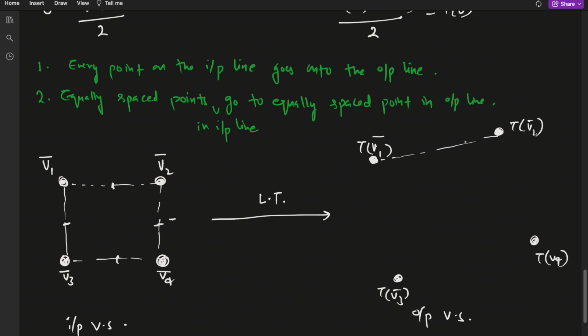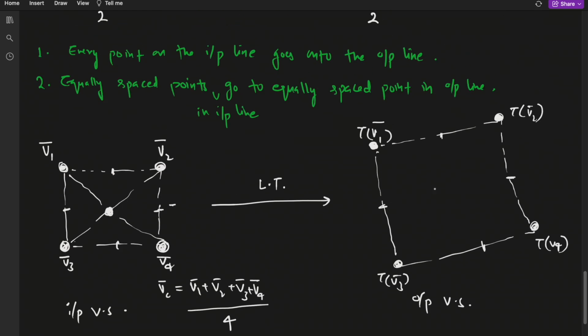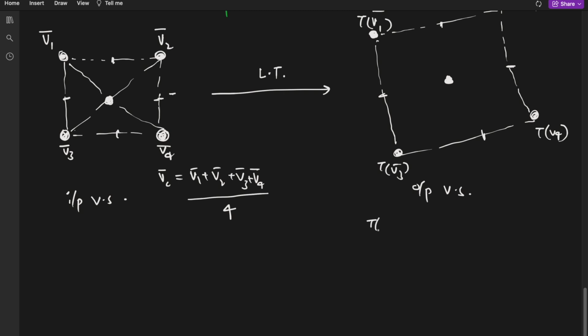The midpoint of each side also maps. So let us suppose here we take the centroid of this figure, and the centroid is VC. In this case the centroid VC is nothing but V1 plus V2 plus V3 plus V4 divided by 4, right? Similarly here as well, what is the centroid of these transformed vectors? The centroid is nothing but the average of all these transformed vectors, TV1 and so on, and this is nothing but TVC.